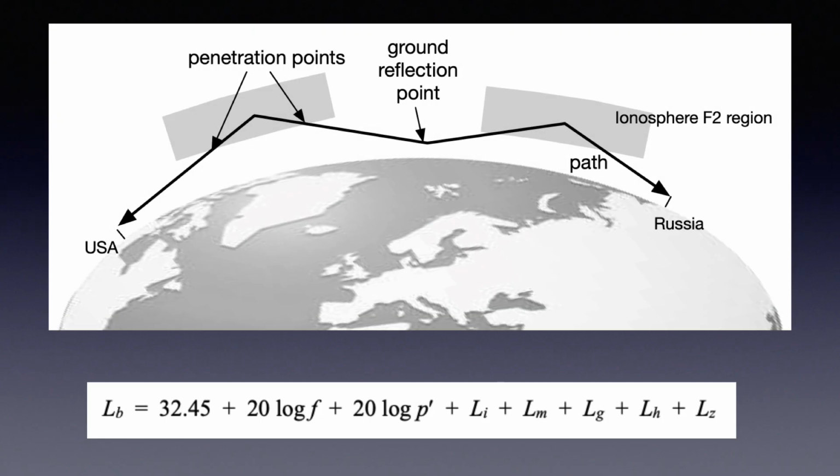Understanding path loss, and hence whether a radio ham can communicate, is easy. Let me explain. Here's a typical 2-hop path from Russia to the United States, around 8,000 kilometers over the ground. That's about the maximum range for 2 hops.